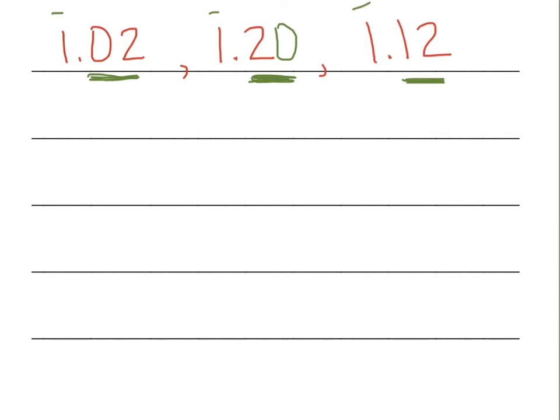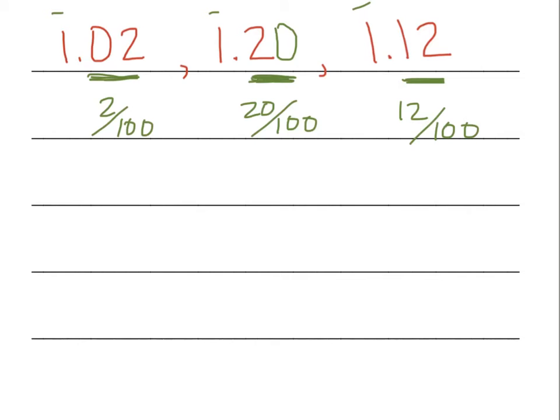So check your whole number. Balance out your decimal places, then do your ordering or comparing. Well, in this case, look at the numbers. This is 2 out of 100. This is 20 out of 100, and this is 12 out of 100.